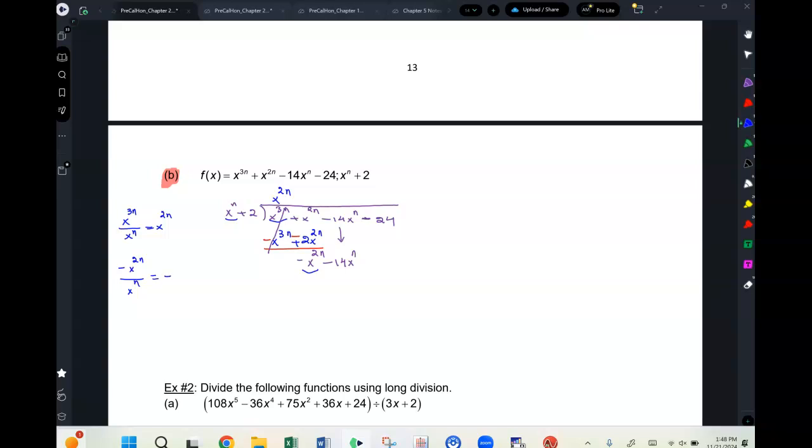What do we get? Negative x to the what? X to the n. Okay, let's multiply. Negative x to the 2n minus 2x to the n. Change the signs, and combine. Okay, it's actually draw the line, change the sign, combine. It just seems weird when I do it the other way. Yeah, draw the line, change the sign, combine.